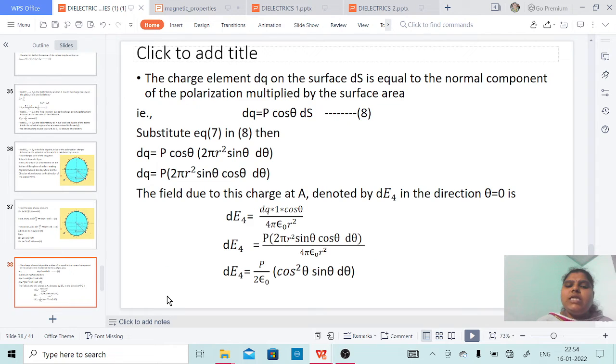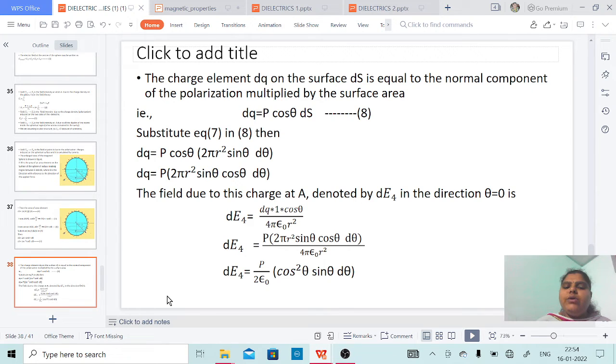So now the charge element dq on the surface dS is equal to the normal component of polarization multiplied by the surface area. Now dq is the charge on the surface area dS. So dq equals P cos theta into dS. Substituting the dS value here, dq becomes P into 2 pi r square sine theta cos theta d theta.